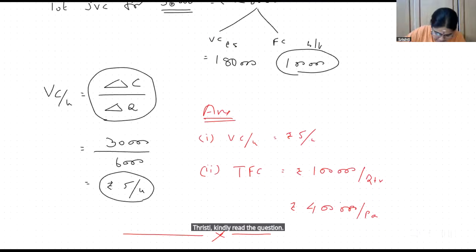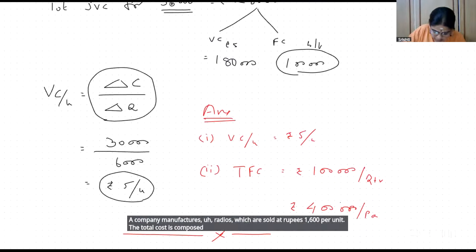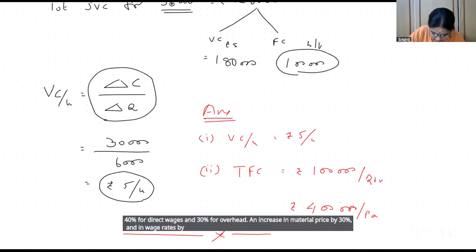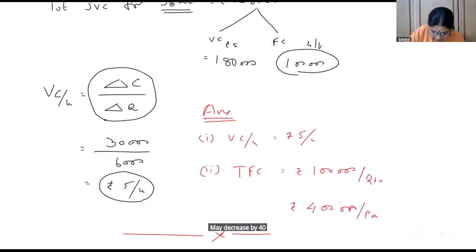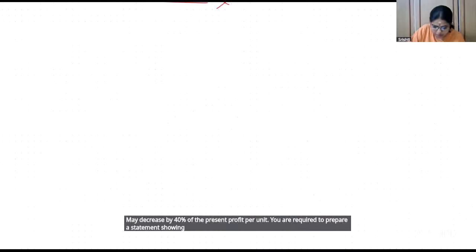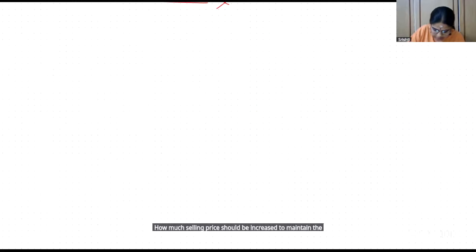A company manufactures radios which are sold at rupees 1,600 per unit. The total cost is composed of 30% direct material, 40% direct wages, and 30% overhead. An increase in material price by 30% and in wage rates by 10% is expected in the forthcoming year, as a result of which the profit at current selling price may decrease by 40% of the present profit per unit. You are required to prepare a statement showing current and future profit at present selling price. How much should the selling price be increased to maintain the present rate of profit?